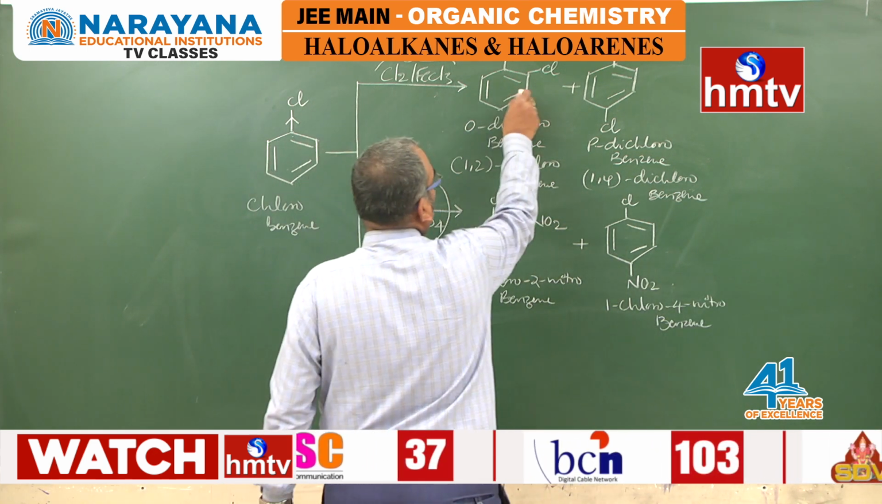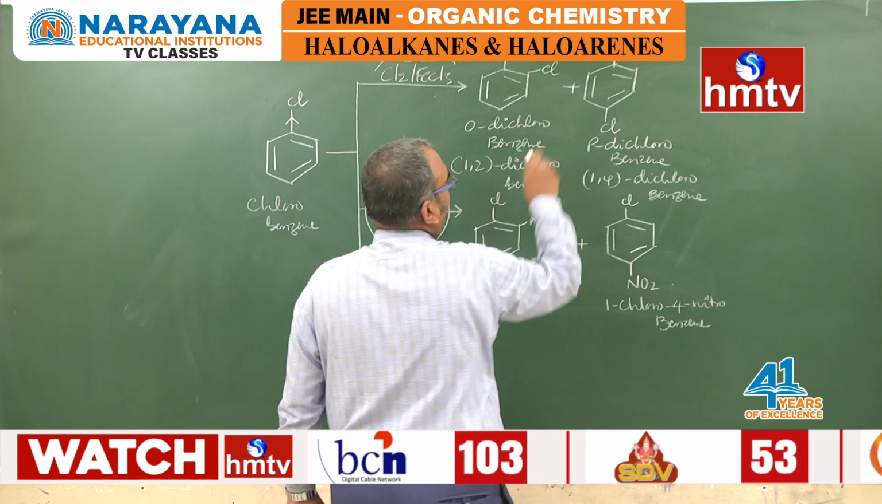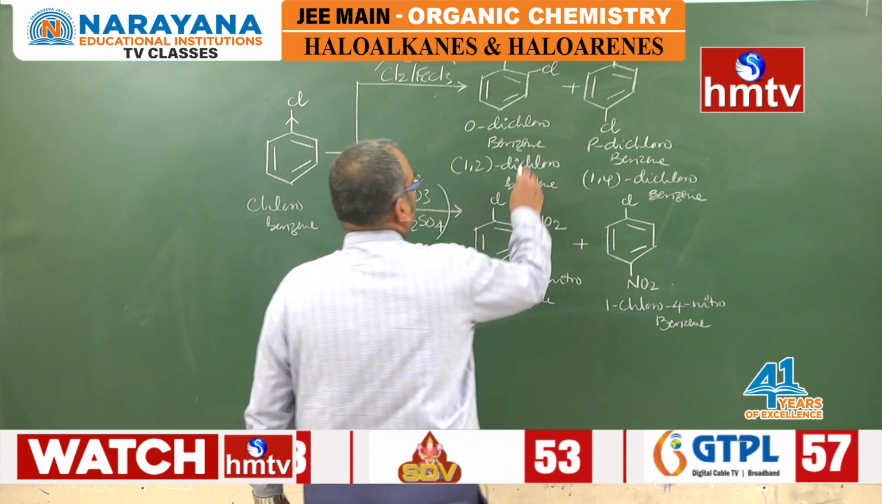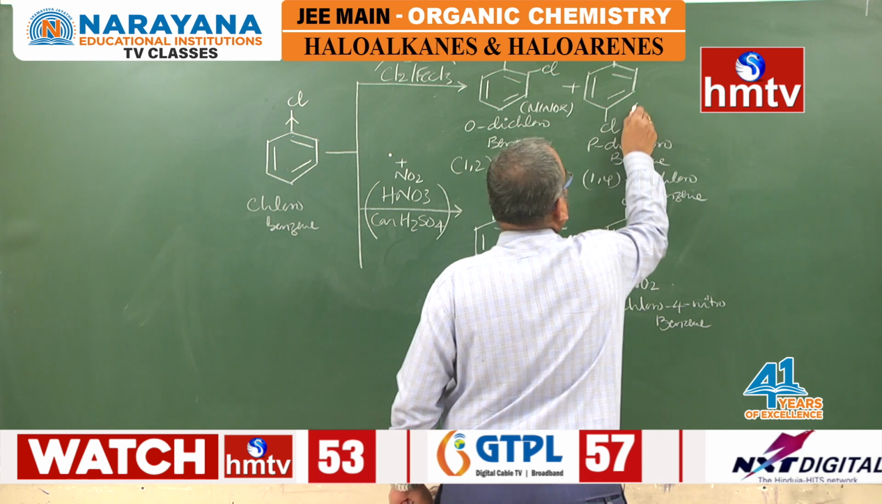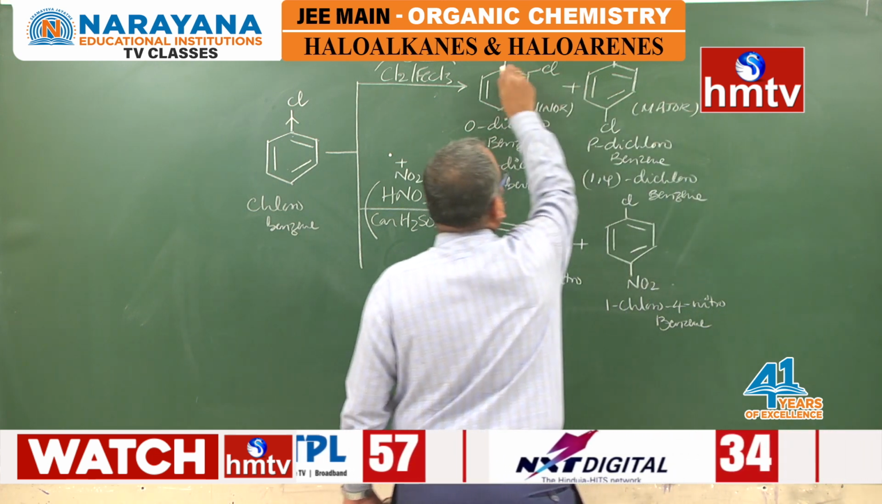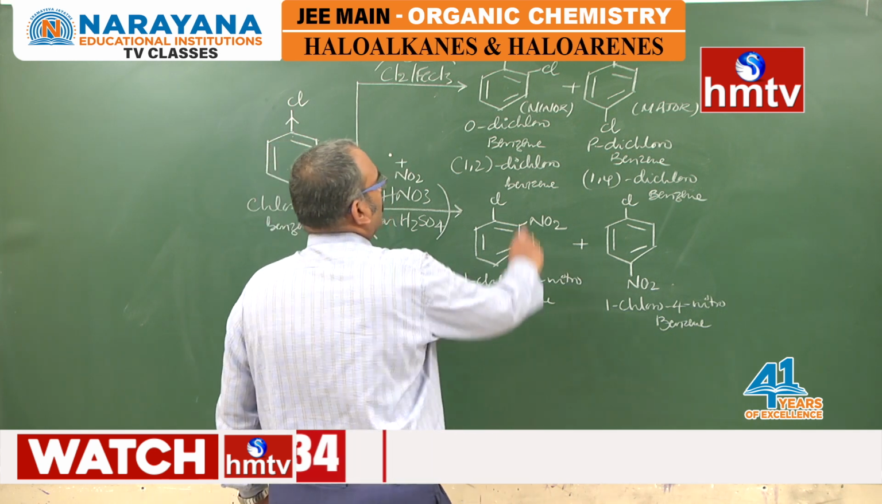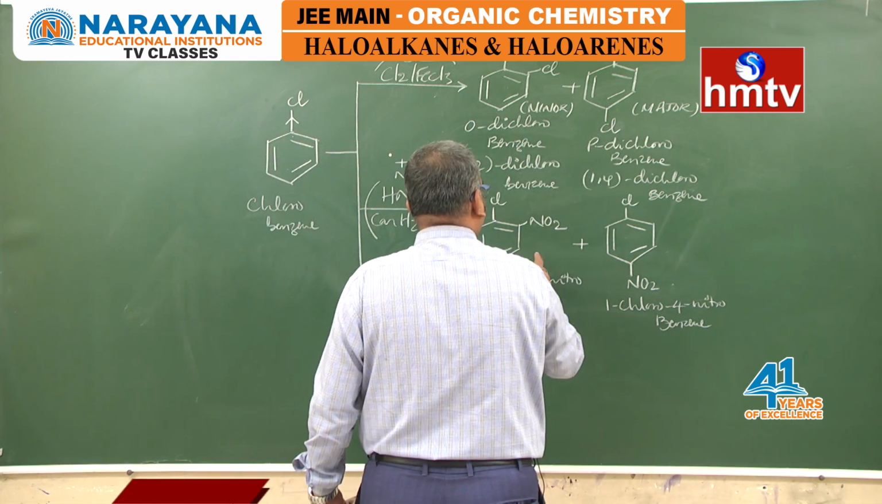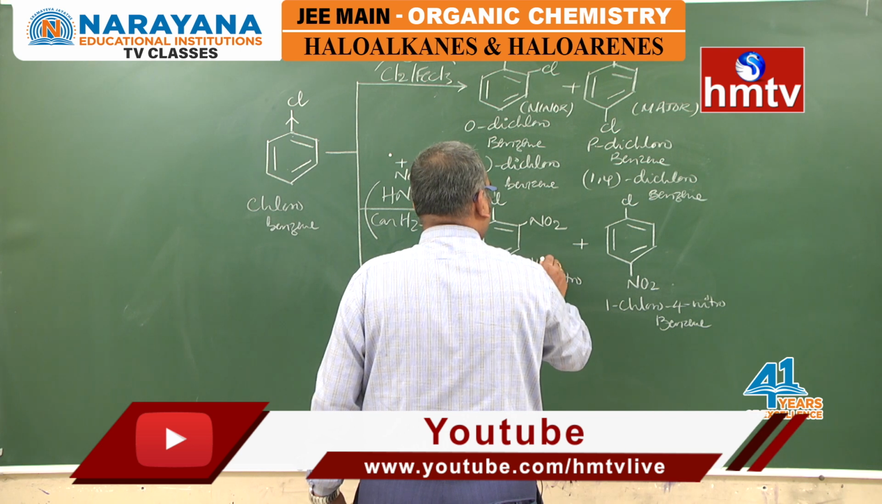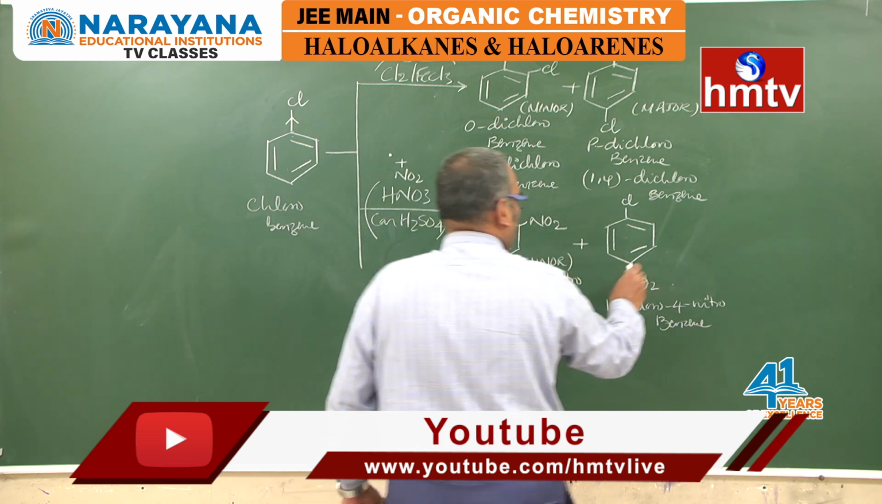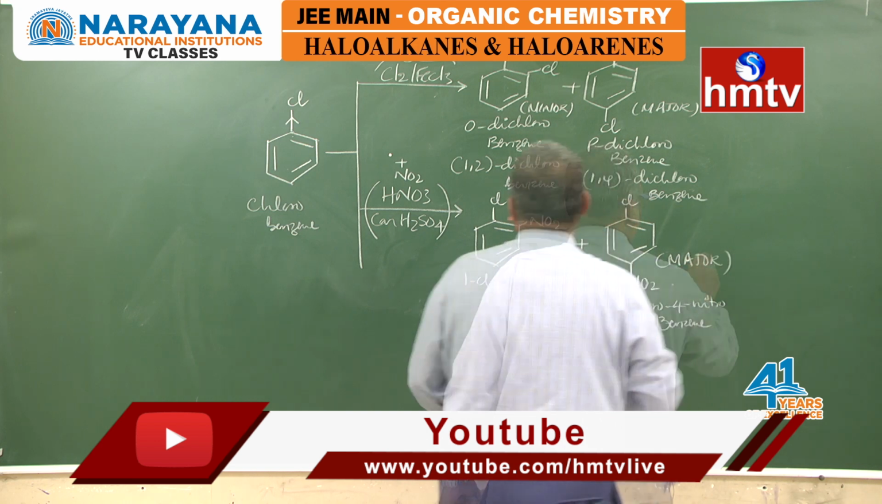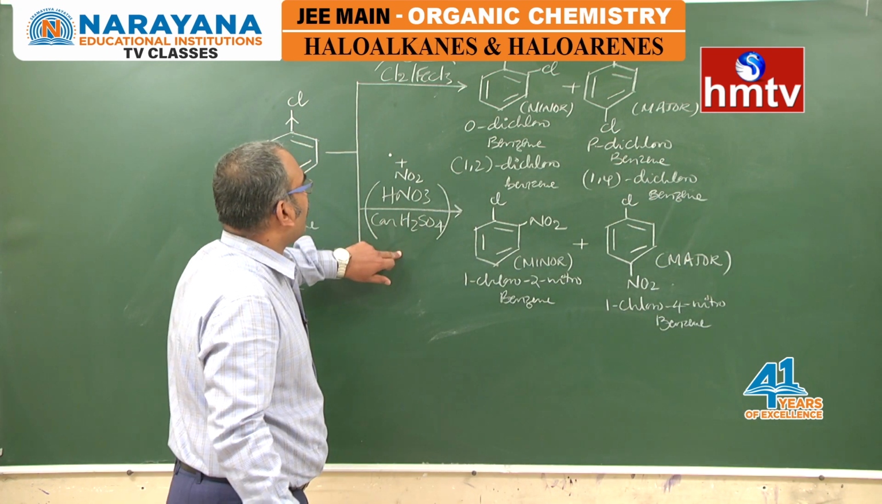Remember, the 1,2 product is less stable than the 1,4 product. This is the minor product, this is the major product, because in ortho positions the repulsions are more. So because of the repulsions, this is the minor product, this is the major product. Always the ortho product is the minor product here and this is the major product. This is chlorination, this is nitration.